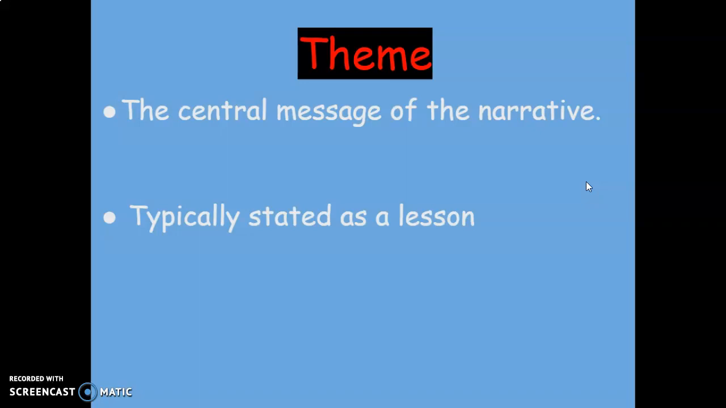And then we come to theme. I like doing theme last because I feel like theme encompasses the whole story. Theme is the central message of the narrative. What is this story trying to express to you about life? What is it trying to help you learn about life?